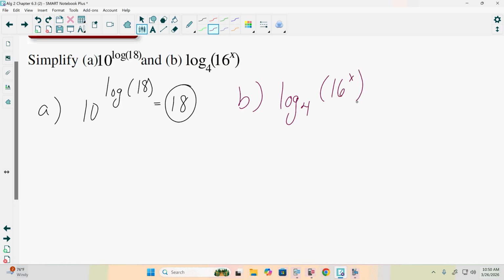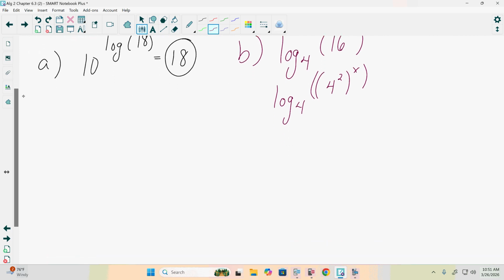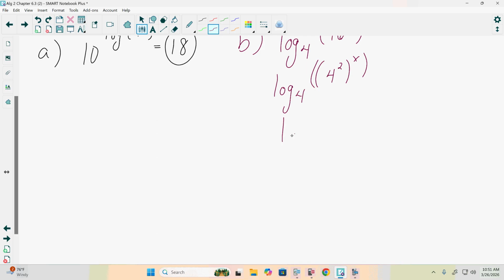Log base 4 of 16 to the x. 16 is 4 to the second, so 4 to the second to the x. Which we really can just say is what? Log base 4 of 4 to the 2x. Powers of powers multiply. 2 times x is 2x.